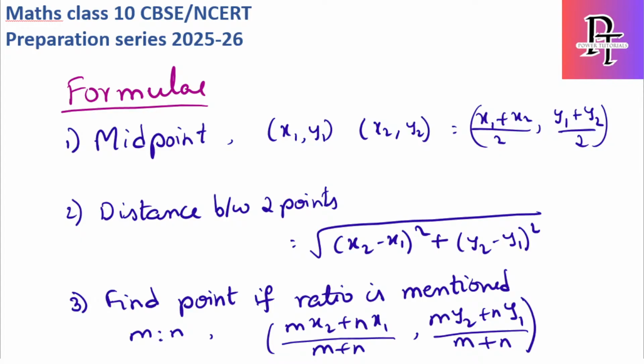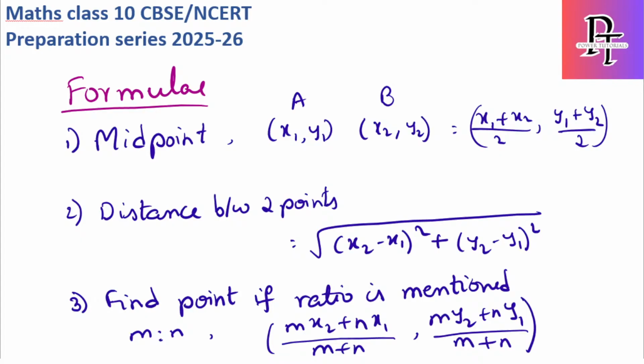Okay, so as we started, we have discussed the formulas related to coordinate geometry. The first is the midpoint. The midpoint of 2 points, suppose A and B, is (x1 plus x2 by 2, y1 plus y2 by 2). The second formula is the distance between 2 points, which is the square root of (x2 minus x1) whole square plus (y2 minus y1) whole square. And the third: if the ratio is mentioned as m is to n, how to find the point at which the line segment joining 2 points is divided in a particular ratio. Then we use (mx2 plus nx1) by (m plus n) and (my2 plus ny1) by (m plus n).